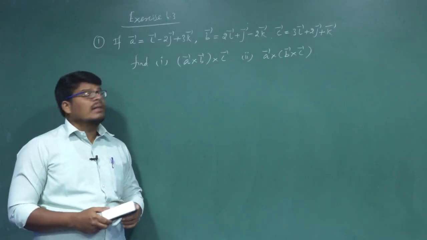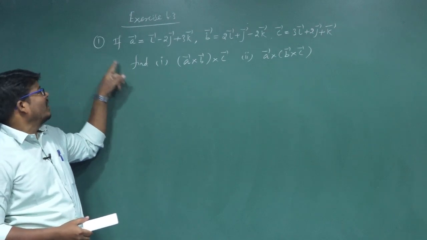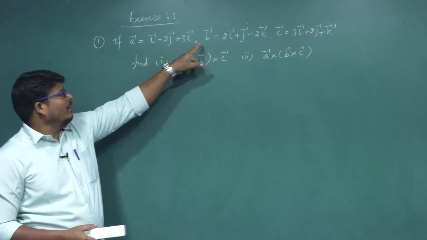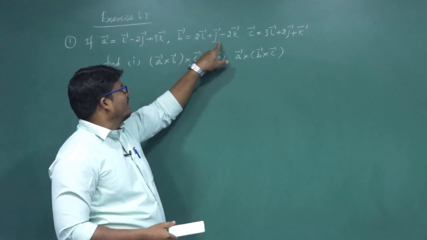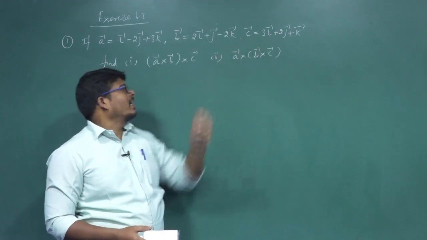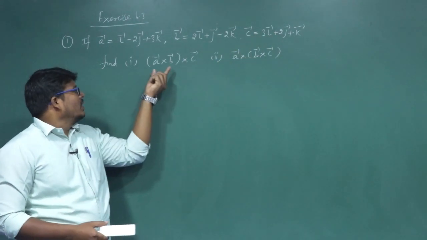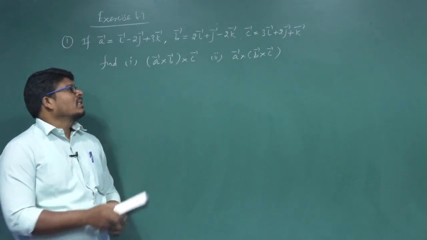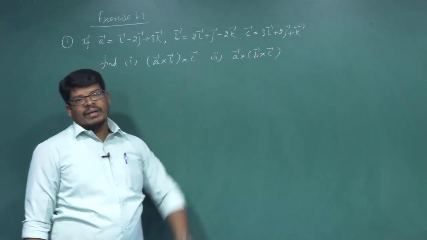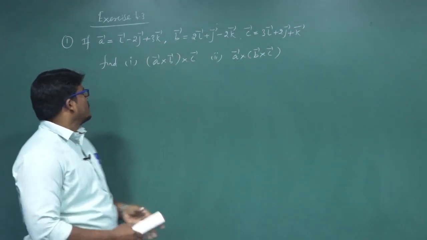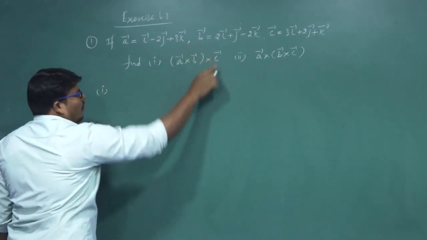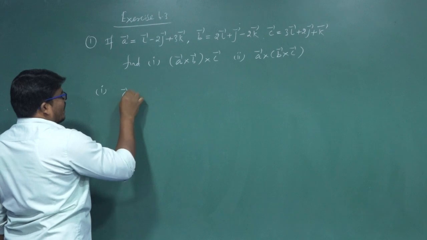Vector triple product, based on exercise problem, exercise 6.3. First one: if A vector is i vector minus 2j vector plus 3k vector, B vector equals 2i vector plus j vector minus 2k vector, and C vector equals 3i vector plus 2j vector plus k vector, find first A vector cross B vector cross C vector, and second A vector cross bracket of B vector cross C vector. First, find the first result.